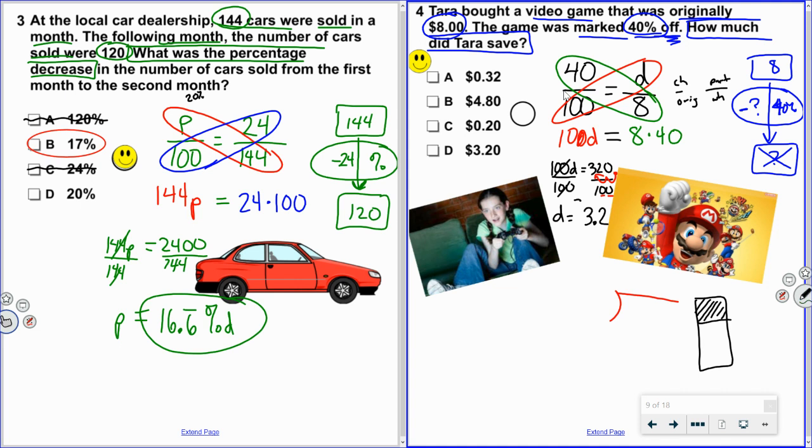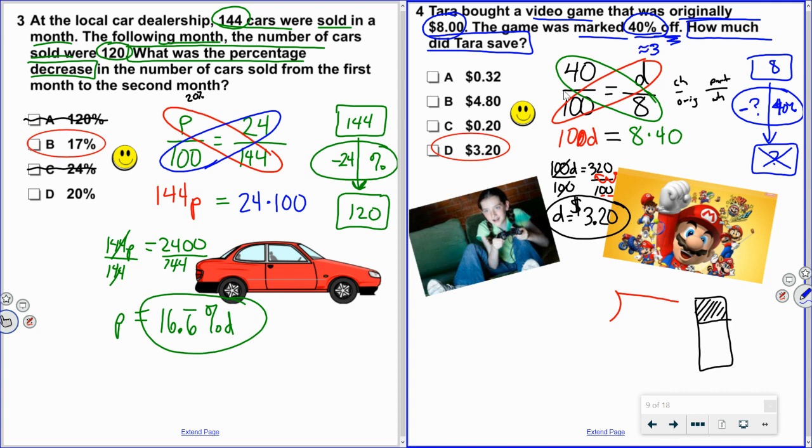And I want to point out, this is not a percentage problem. The question said, how much did she save? Final answer of $3.20. Oh, Mr. Cowan, you forgot to make an estimate. If I did make an estimate, I would have estimated, well, 40% is a little smaller than half, so half of 8 is 4. I would have guessed 3.